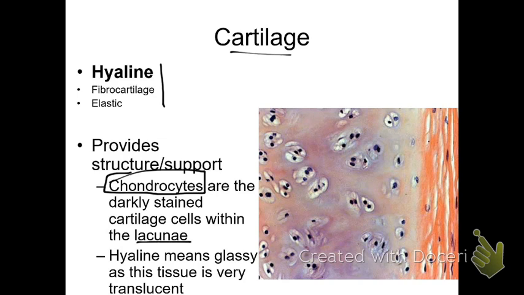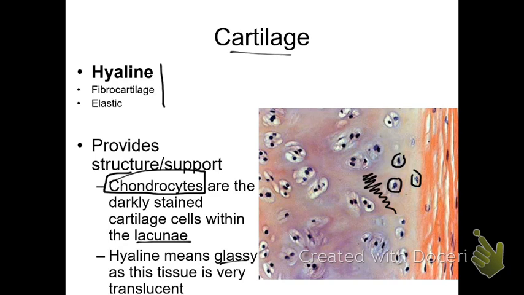So here is a cell. Here's a cell. Here's a cell. You can see the nucleus. Notice lots of space in between, right? Very loosely arranged cells. And hyaline cartilage, hyaline means glassy. And so this is a very translucent type of tissue. It sort of looks like fine porcelain.